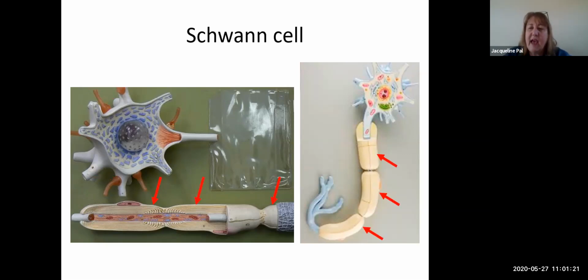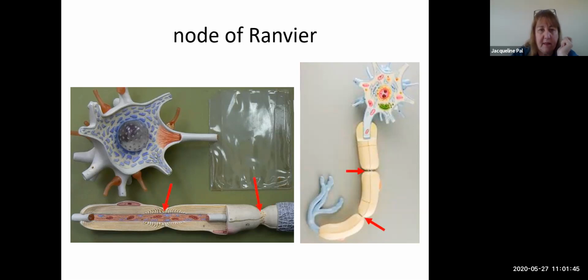Now, along the axon, we can have it being covered. This is in the peripheral nervous system, and it would be covered by individual cells known as Schwann cells. We know these are individual cells because on the cut surface, we can see the nucleus. And you can see the wrapping of the cell around that portion of the axon.